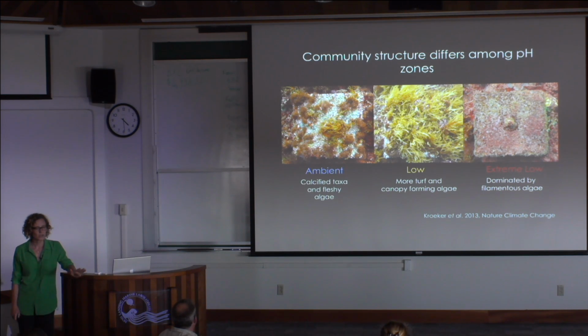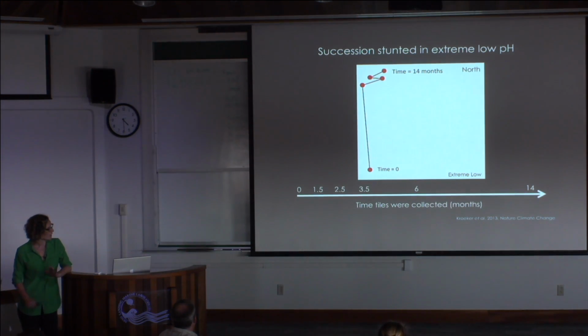In the low pH zone, we see increased dominance by the fleshy and turf algae, and in fact, there's a tile under there that's pretty hard to see. And then in the extreme low zone, these are really depauperate communities that are dominated by biofilm and filamentous algae. And in addition to just the resulting community at the end of the time series being different, the patterns or the successional trajectories to these communities were really different among the pH zones.